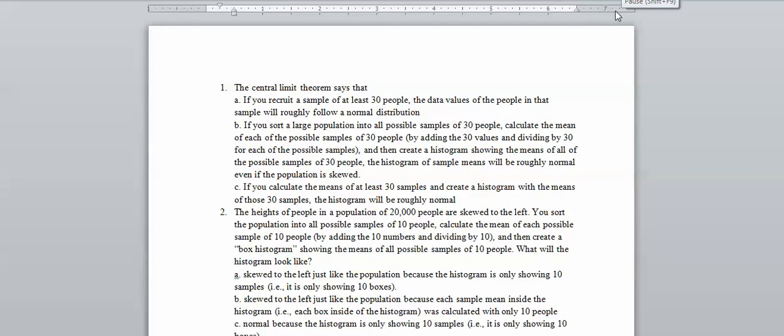Let's talk about some of these questions. The first one says that the central limit theorem says that which of these three things is true.